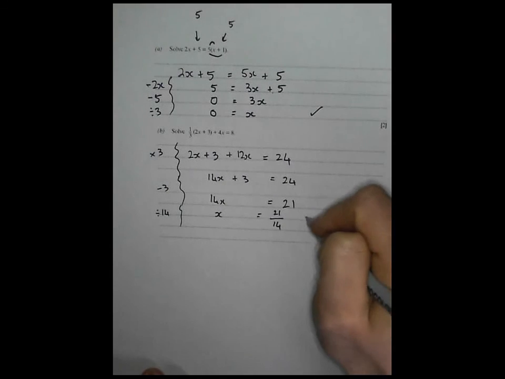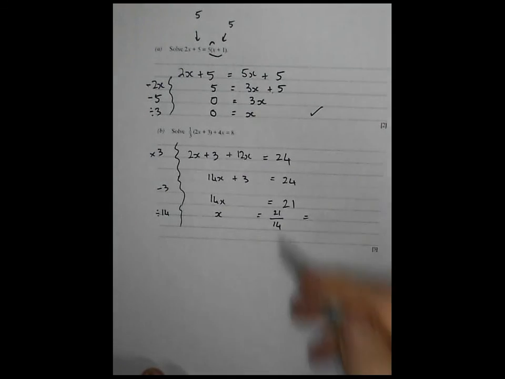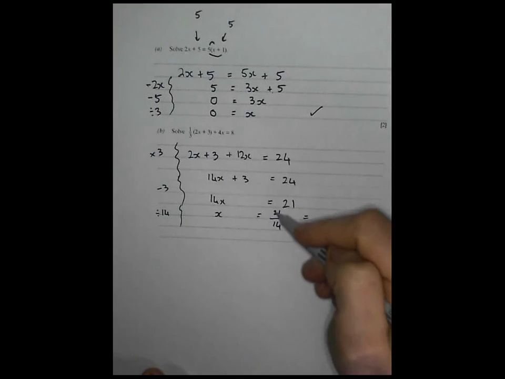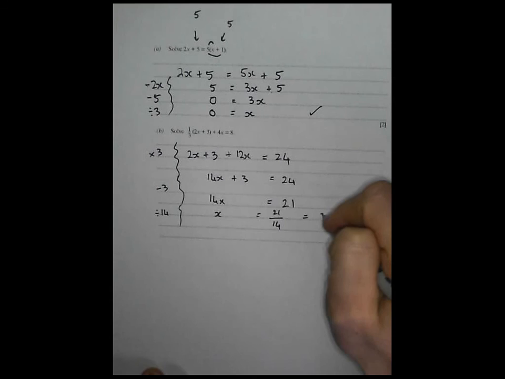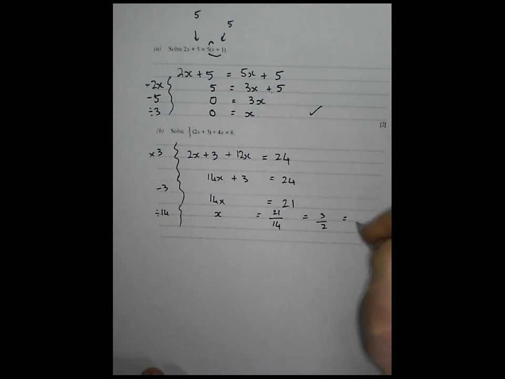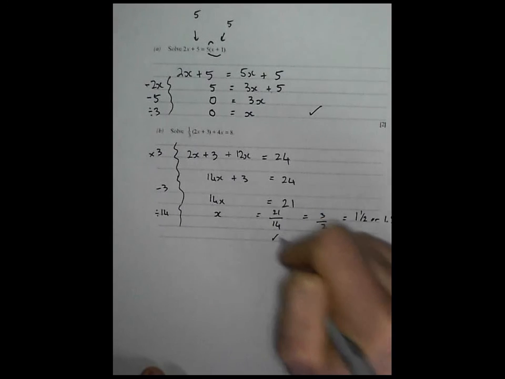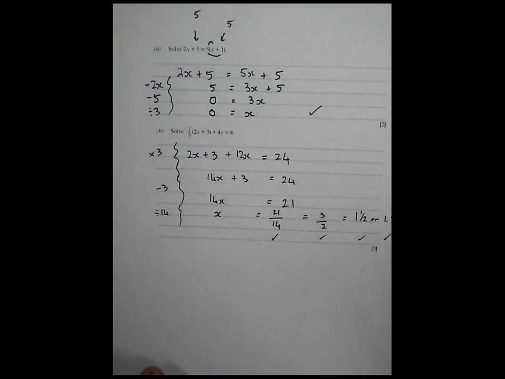21 divided by 14. And that, to be fair, will probably get you the 3 marks, but if you want to try and simplify it, that's absolutely fine. 21 and 14, I think they both have a common factor of 7, so if I divide the top by 7 and the bottom by 7, I get 3 over 2, which is just equal to 1 and 1/2, or 1.5. But any one of those answers is going to get you the 3 marks.